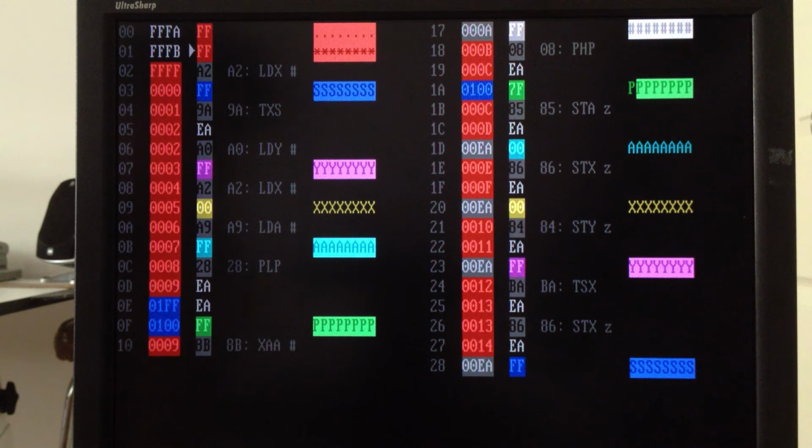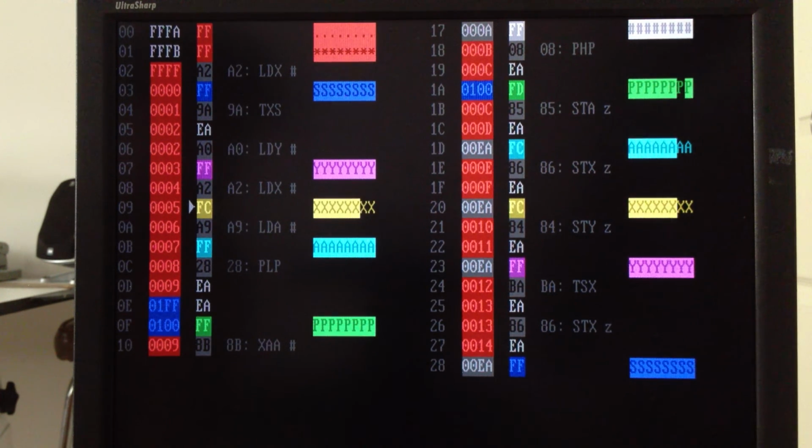I don't see any reason why this opcode can't be used as a stable one for regular 6502 programming. I'm not seeing any erratic behavior.